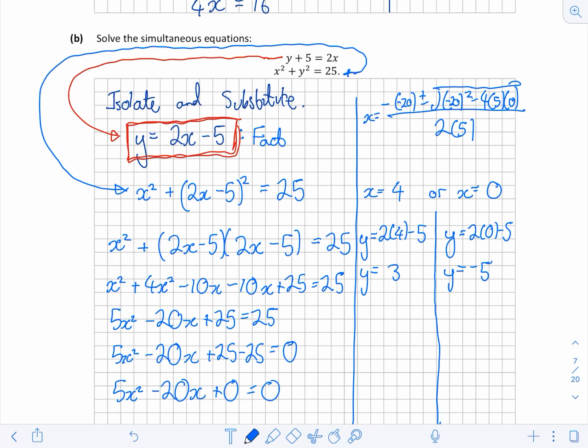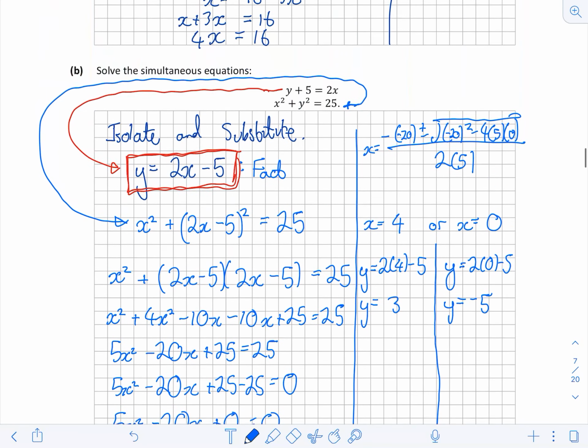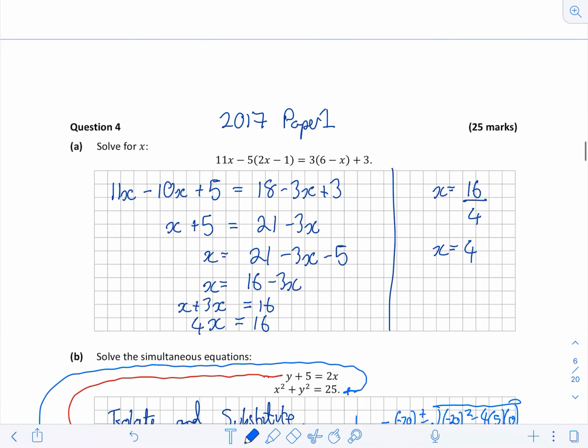So that is my two answers. X equals 4, y is equal to 3, or x equals 0, y is equal to minus 5. Two answers. Here we go. So I think that's the entire question 4. Yep. Okay.